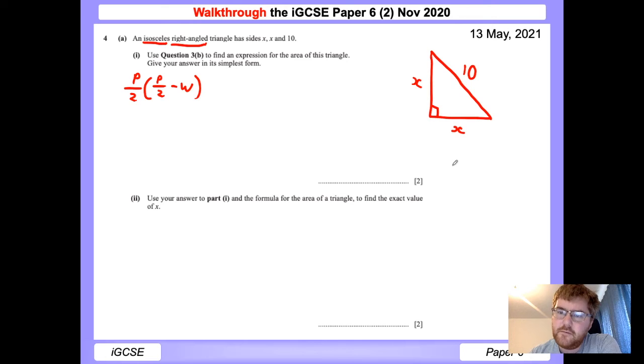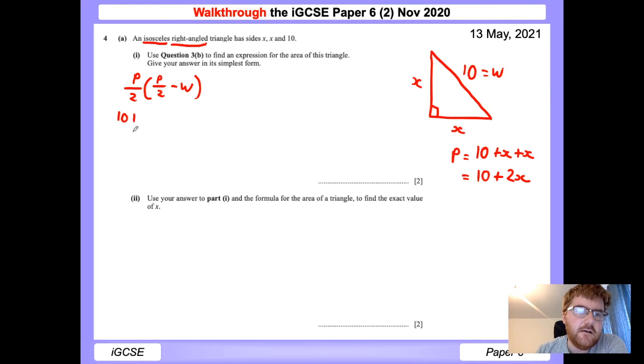So let's work out what the perimeter is. So the perimeter is all these added together. So we've got 10 plus x plus x. Well, we've got two x's, so we just add those together. Okay, W is equal to the hypotenuse, which is 10. And now we just put it into our formula. So we get 10 plus 2x over 2, open brackets, 10 plus 2x over 2 minus 10.